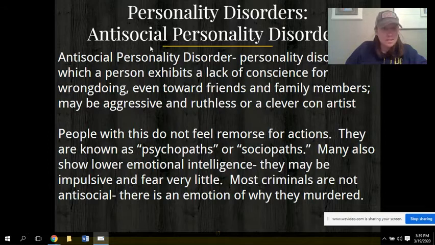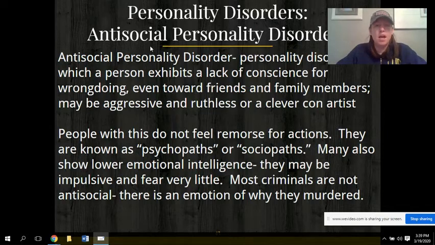They do not care because they don't have a conscience. Maybe you would have more of a conscience and you would really not hurt your friends or family, but a stranger, well, they don't even have that kind of scale. It doesn't matter. And they may be aggressive and ruthless when they're doing the acts, but when they're not, they're clever con artists that people like. So you can put that last part if you want.